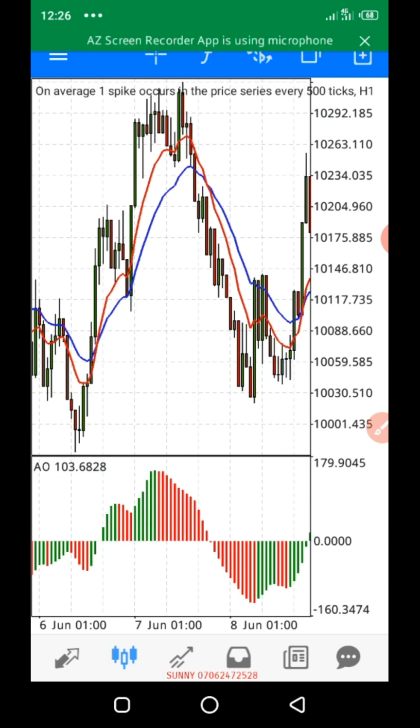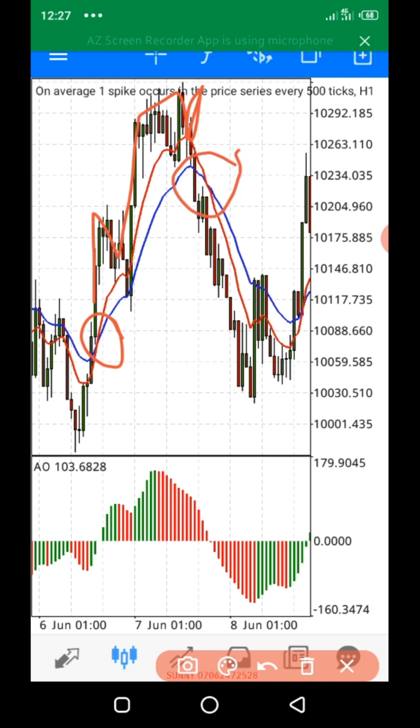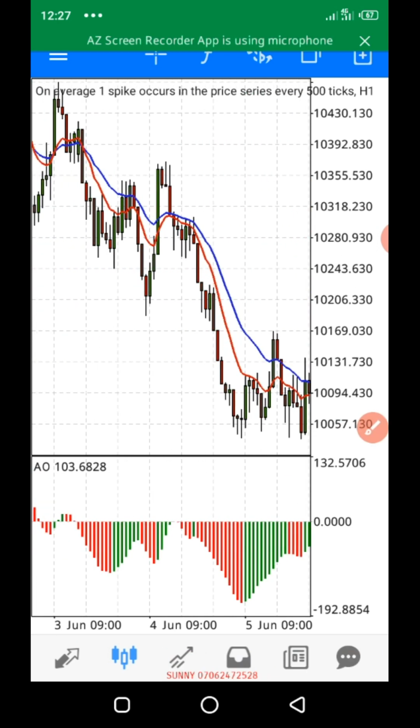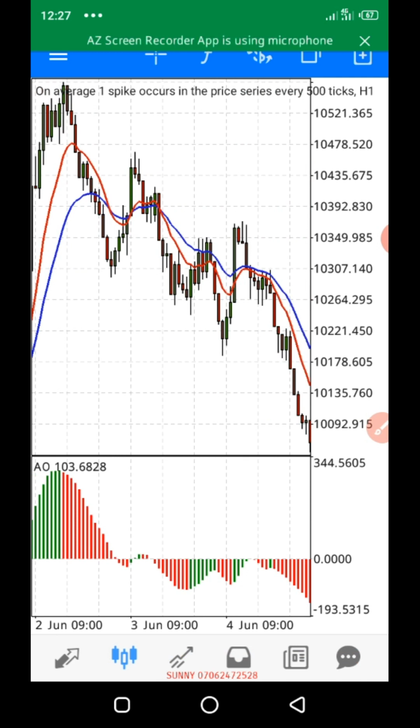Look at another cross here. The red one crossed the blue one upward. What happened? The market bought to this extent. The red one now crossed the blue one downward here. The market sold. So it's very simple. Just backtest it yourself. It's something you can do. Look at the crossing. Sometimes you will see a double cross, but you will know where the market trend is going.